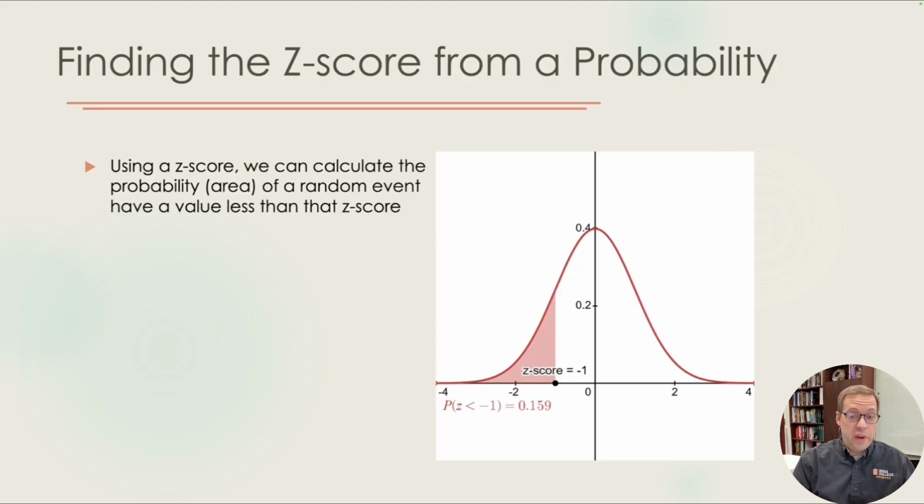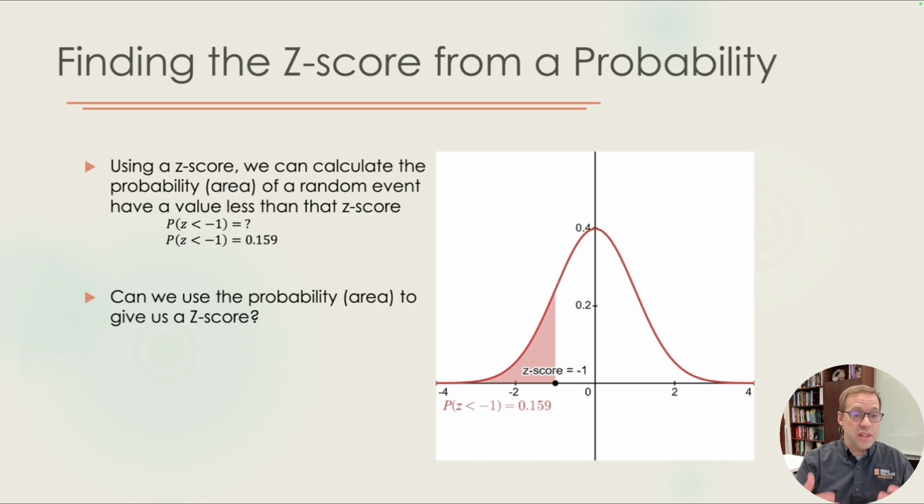So we've already done this. We found the probability of having a z-score less than a value. In this picture, I'm looking at the z-score less than -1. And we can find that using a calculator of some sort to be 0.159. Now, if I were to look at the opposite point of view, I would say, can we use the probability to give us a z-score? The answer is yes. This has everything to do with what we call percentiles.